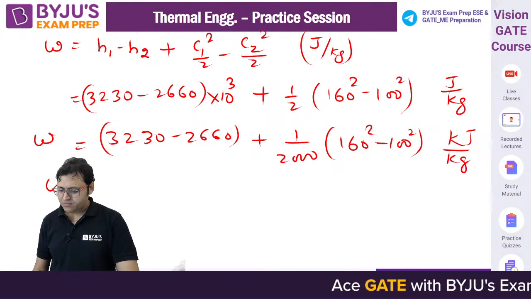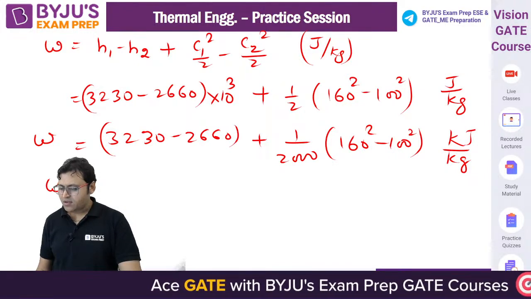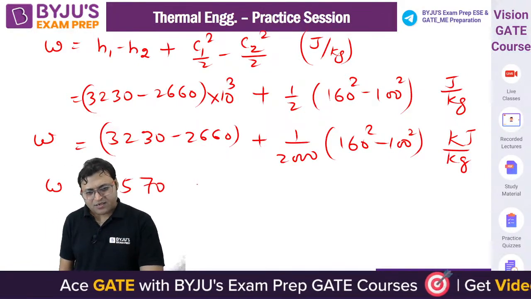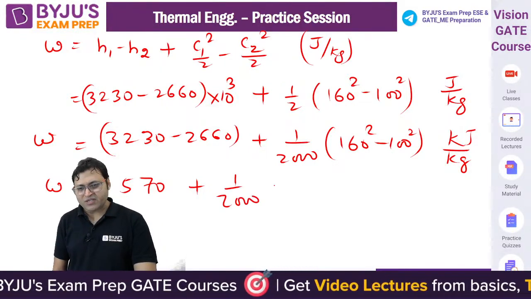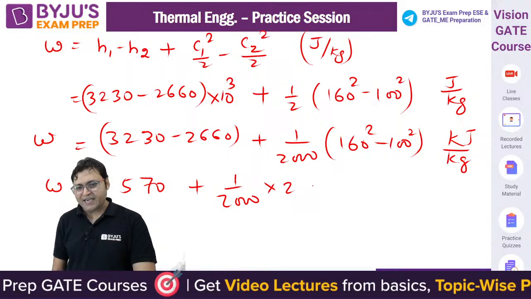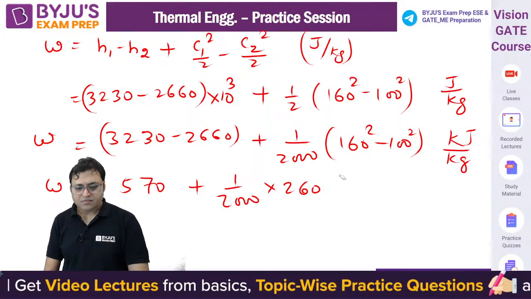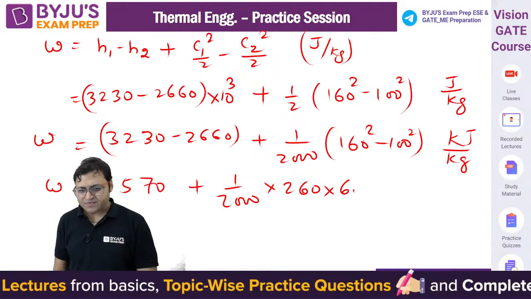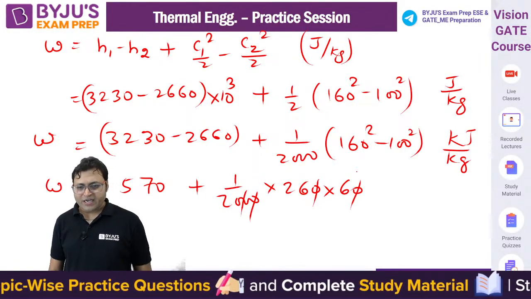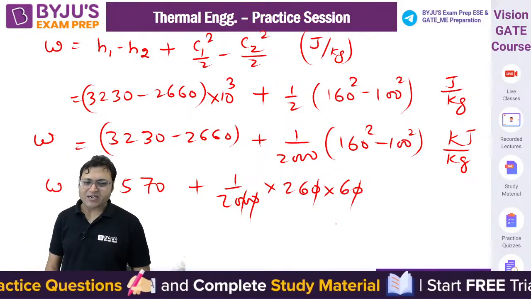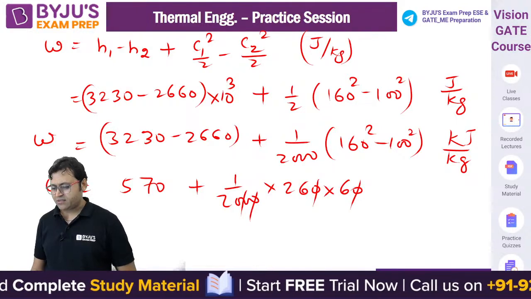3230 minus 2660 is 570, plus 1 upon 2000 into (160 plus 100, that is 260) into (160 minus 100, that is 60). So it will be 26 into 6 divided by 20.